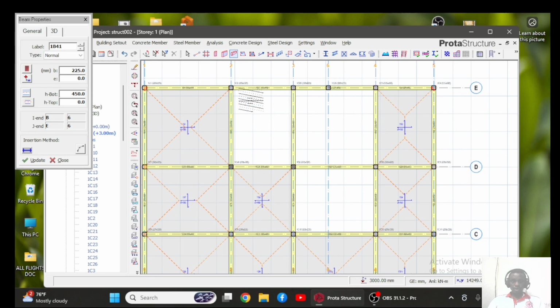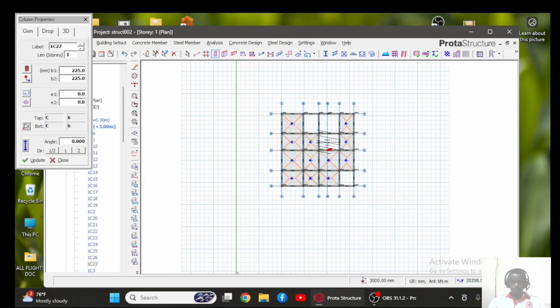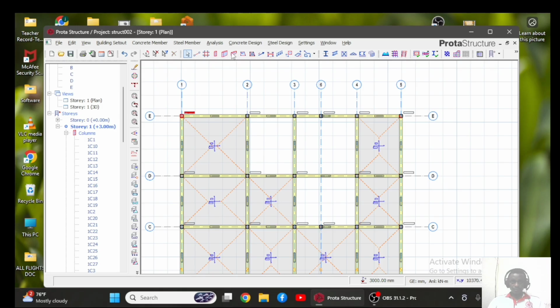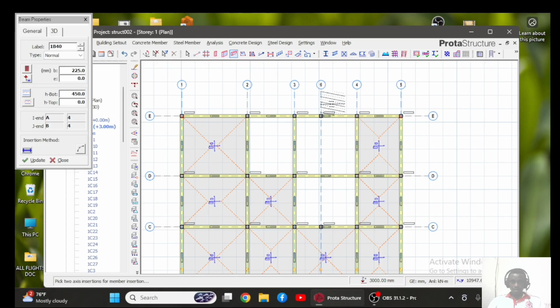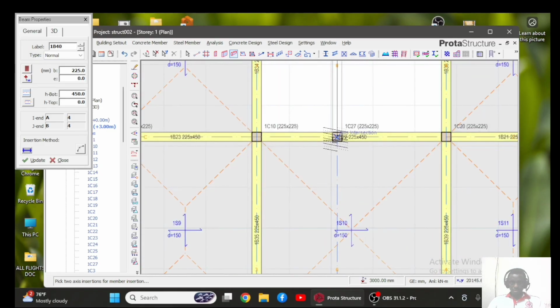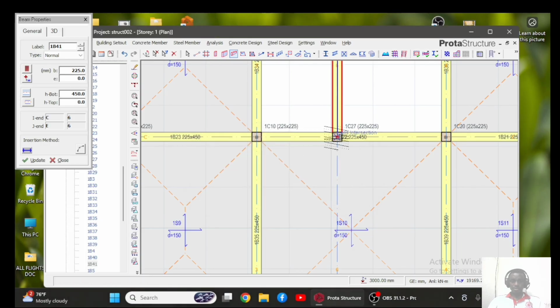Let's say we have a column here. Let's put a column here. This is just an example I want to use. Let's end it here and then insert our beam again. Take our beam from this point to this point. So the prompt is here. Click on no and see what happens.